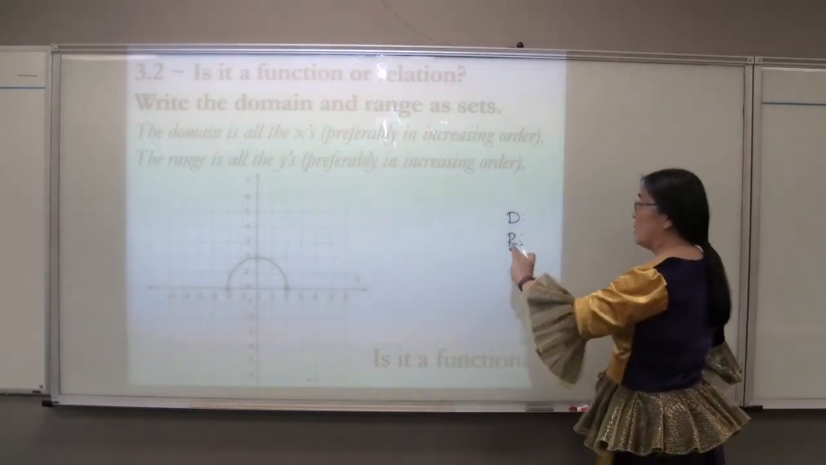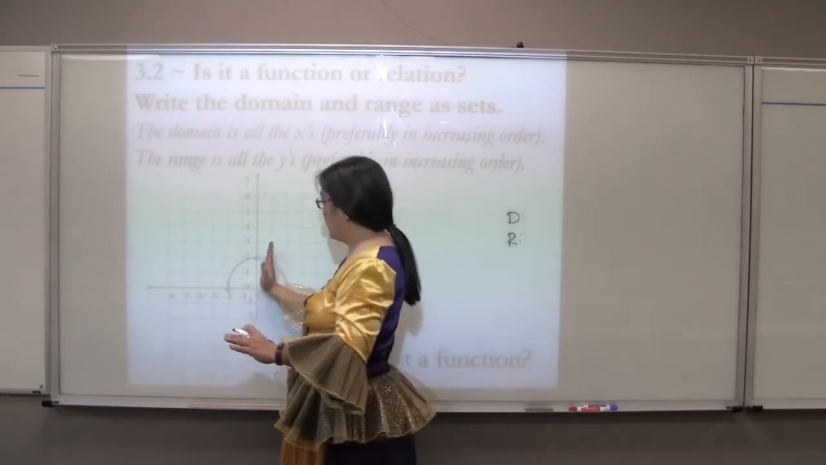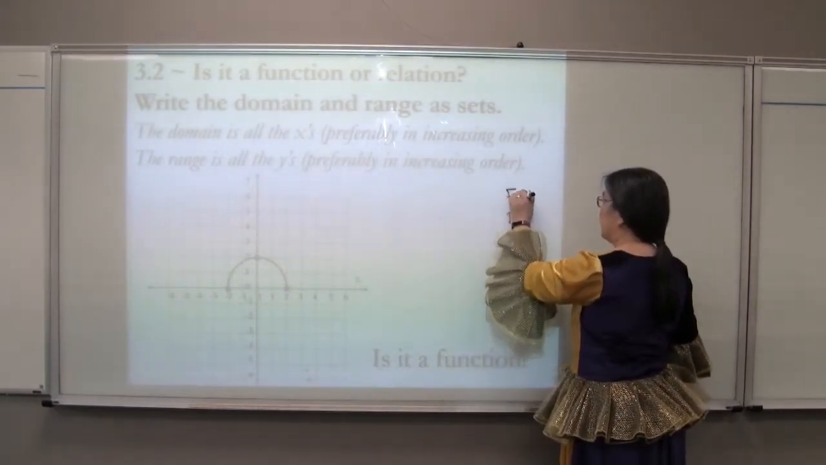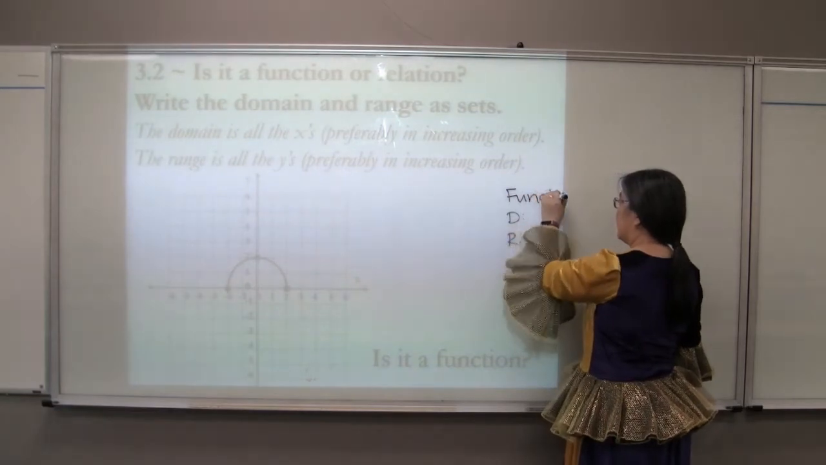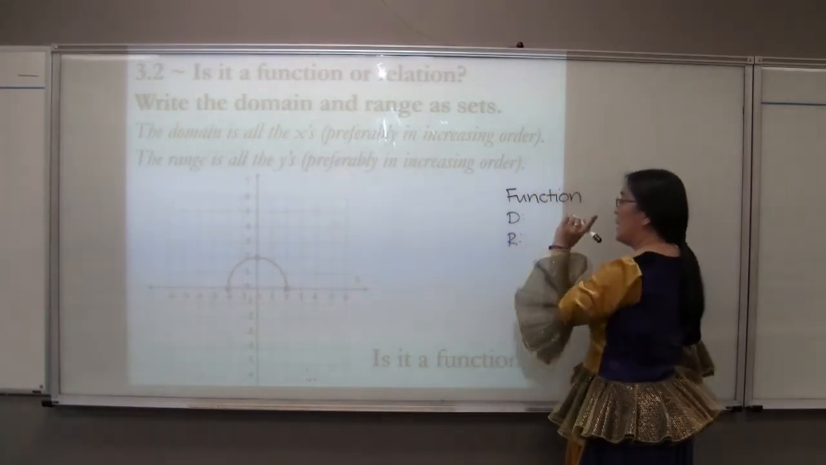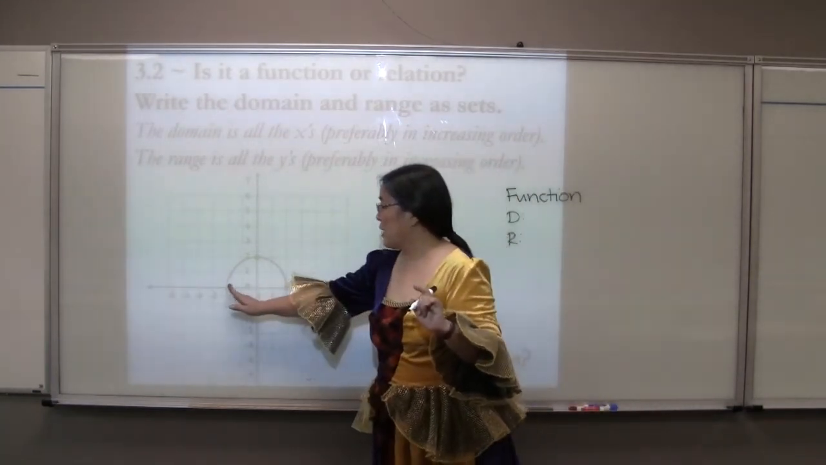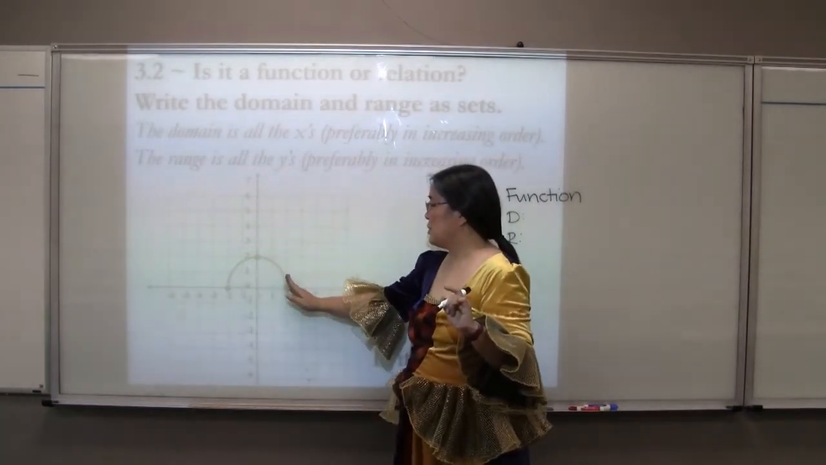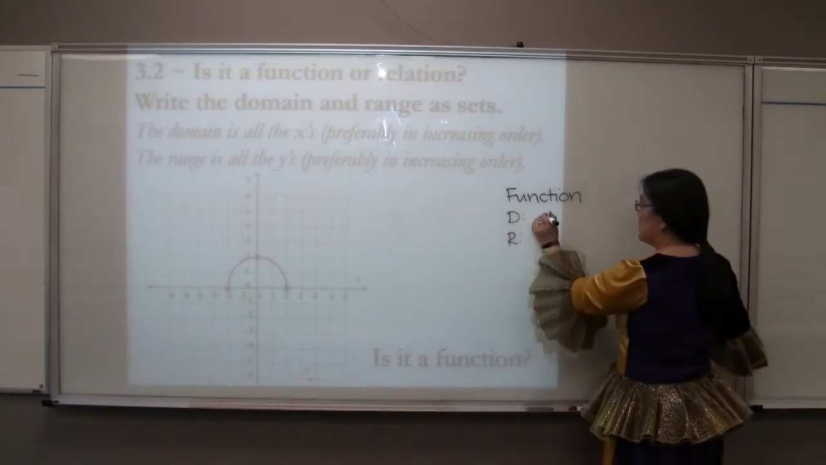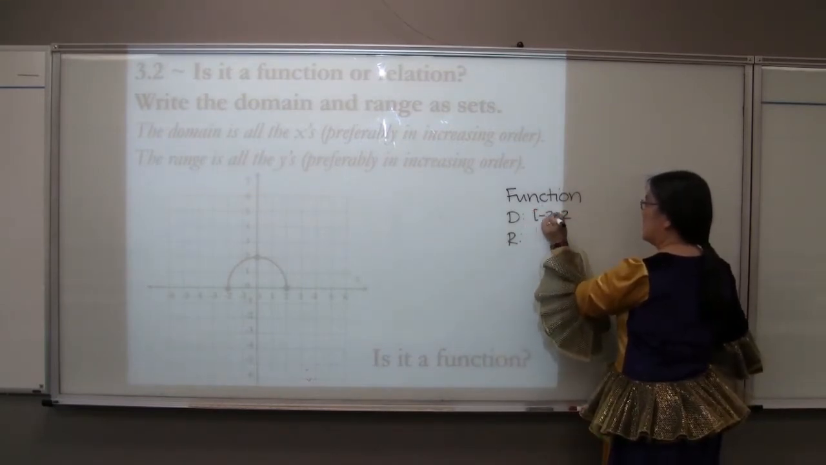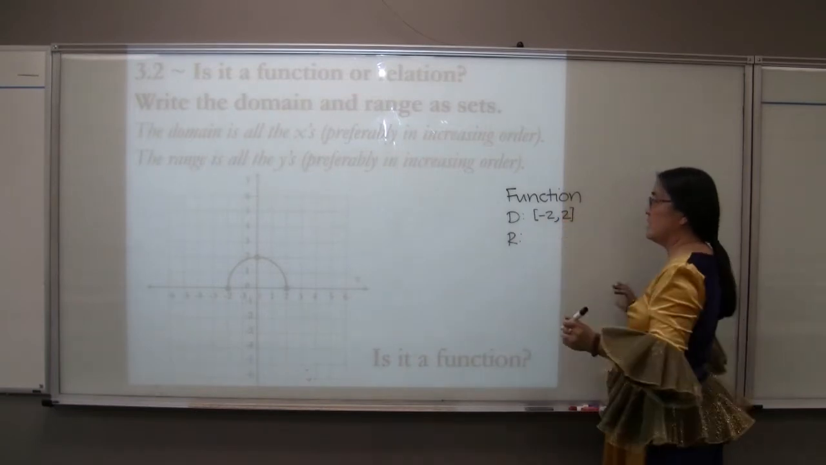So, is this a function? Does it pass the vertical line test? Yes, it does. So this is a function. Now the domain, we actually learned about this in chapter 2. The domain goes from -2 to +2. Solid dot on the left, solid dot on the right.